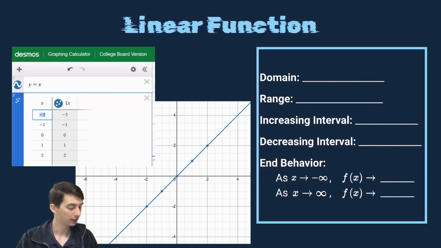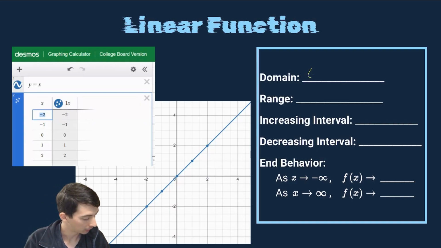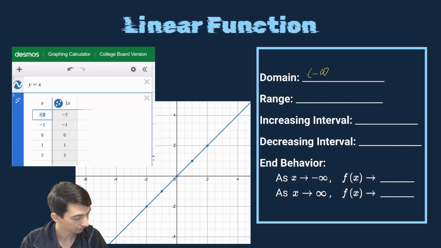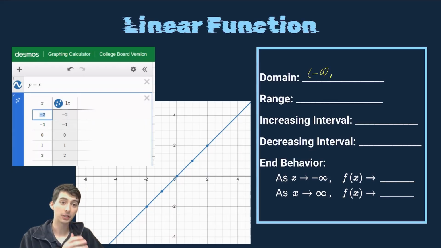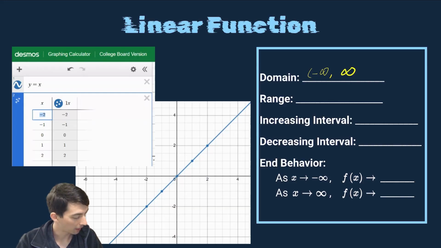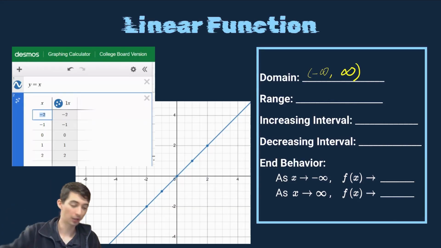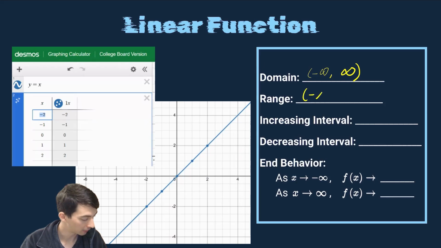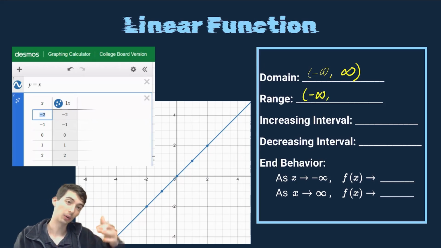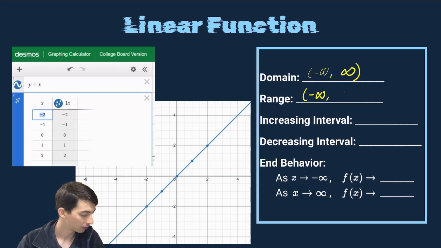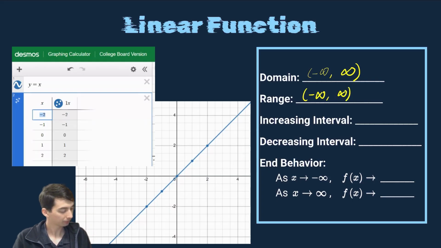So the domain of this: how far left are we going? Well, we never stop going left. I could zoom this out forever, and it's never going to stop. So I'm going left to negative infinity. And then same for the right. There's nothing ever stopping me going right, so I go right to positive infinity. Range is exactly the same thing. My left is going down forever, so negative infinity. And when I go right, I also go up forever, so that's going to be positive infinity.